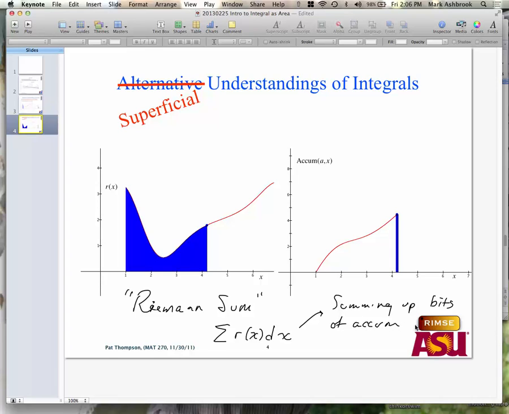So our meaning for that expression was summing up bits of accumulation: k delta x plus k delta x plus, that should be delta, sorry. Now we have a new meaning for this. It would be summing up what? This is like height, and this is like width, so areas of rectangles.